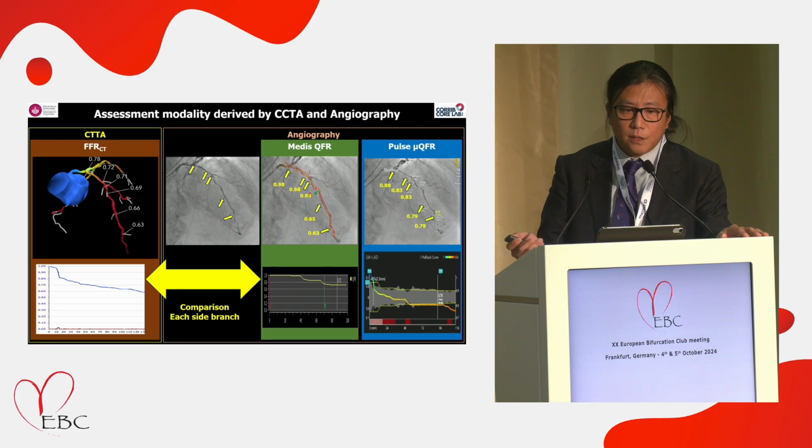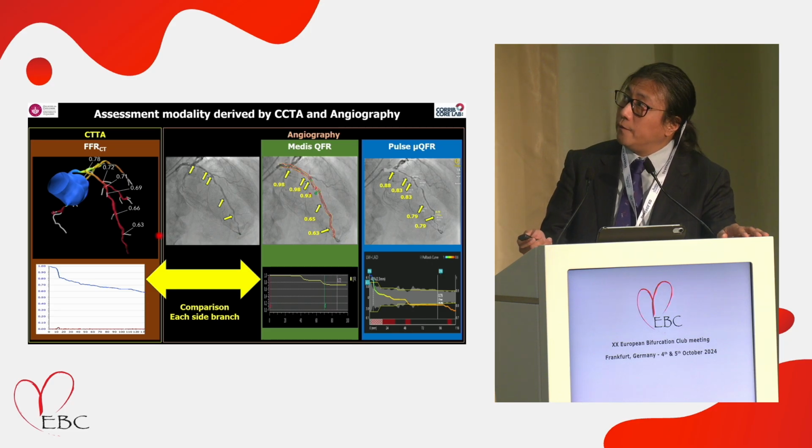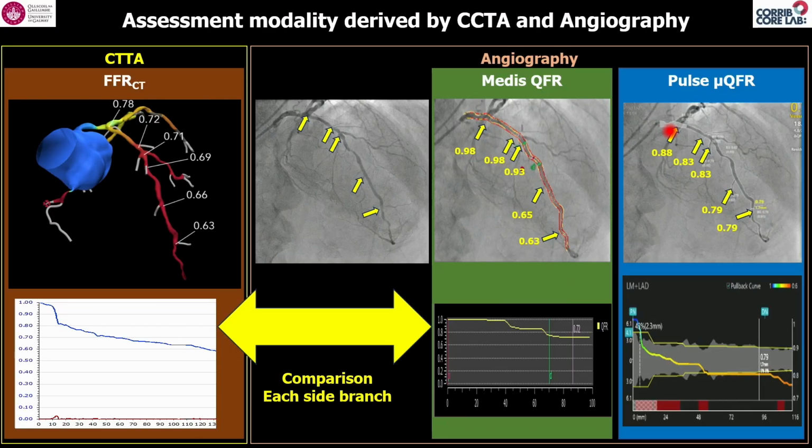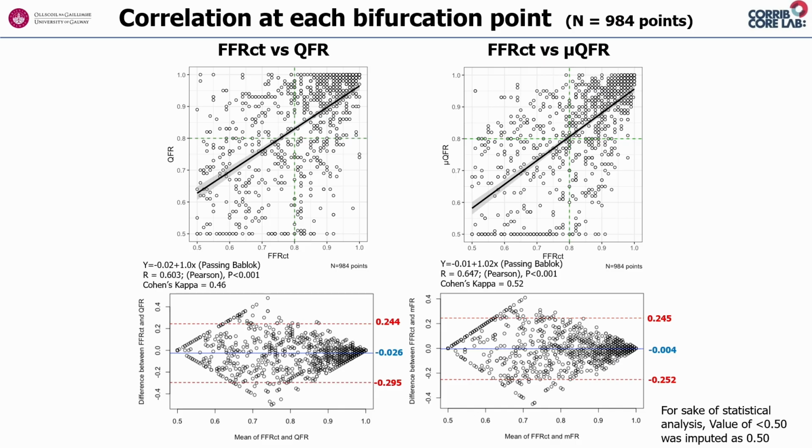So you could see that already there's some difference from the first branch, which is 0.78 in the CCTA HeartFlow, and 0.98 for the Medis. For the Pulse, it's closer to the HeartFlow analysis, 0.88. And along this analysis, there is some trend toward a little bit higher values with the QFR Medis. So this is the entire analysis.